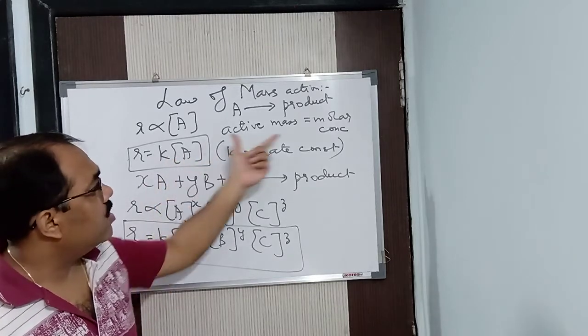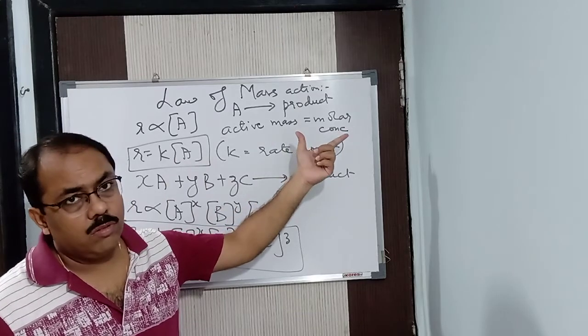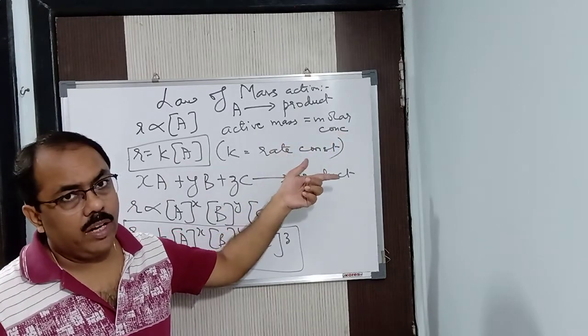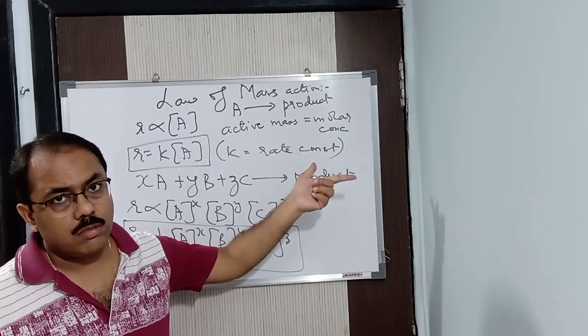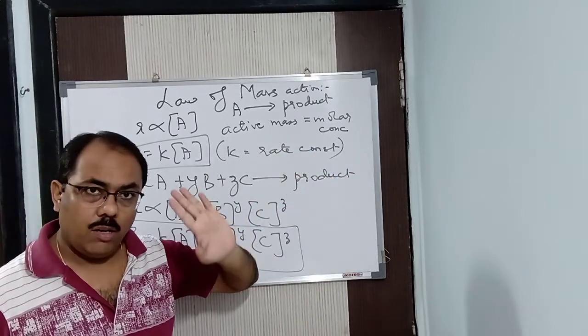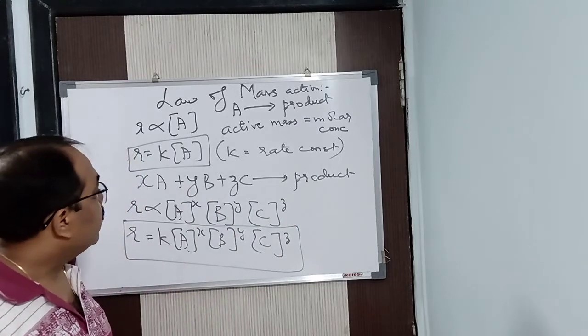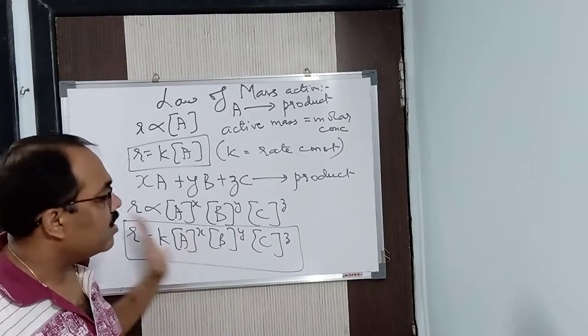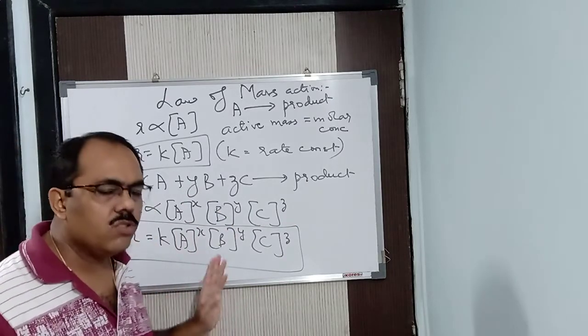How do we measure the concentration? Molarity. Molarity is weight divided by molecular weight, into volume of the solution in liters, that is W1 into 1000 by M1 into V in ml or cc. Done. Suppose the substance is gaseous, of course we use molar concentration.